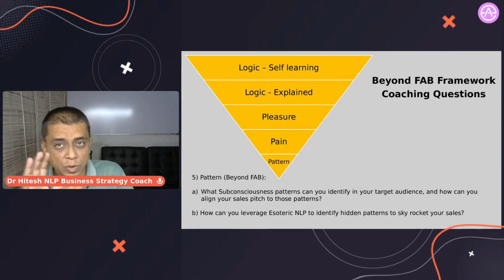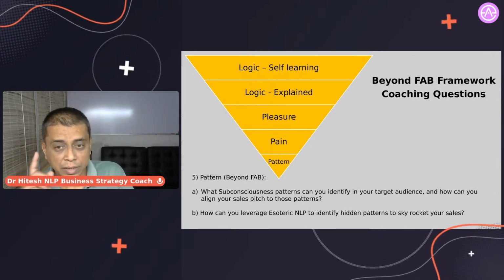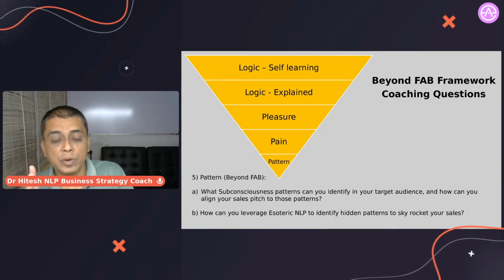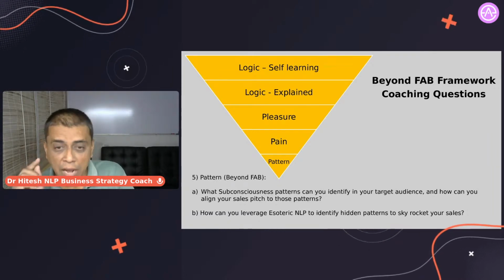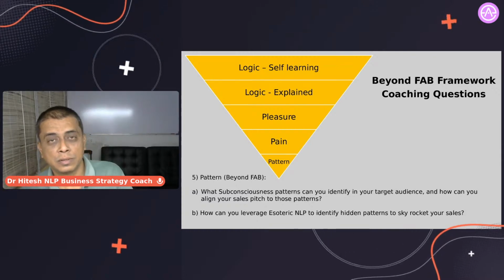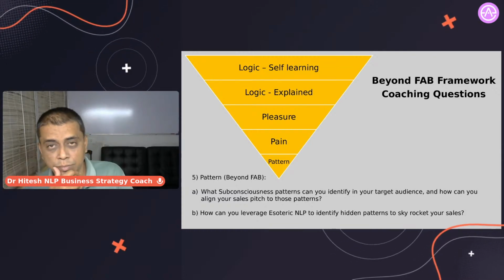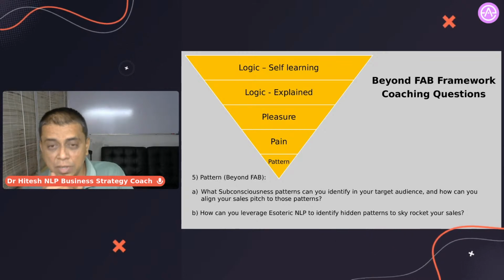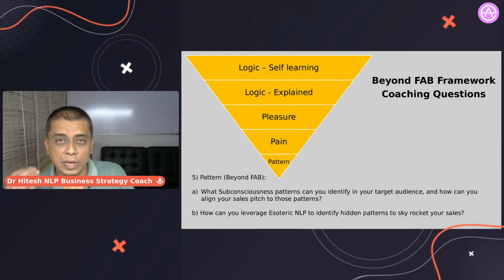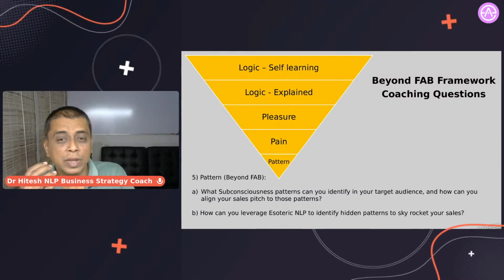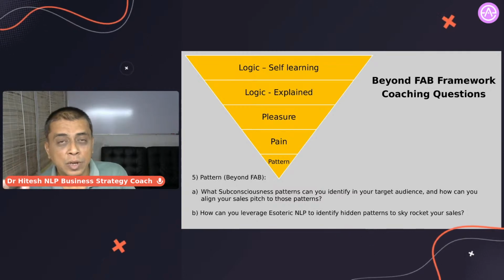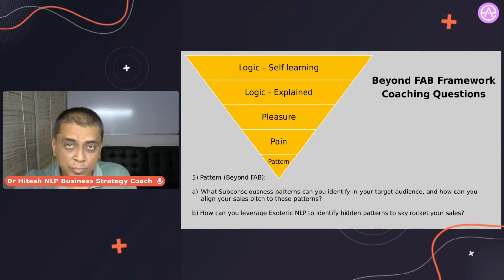And the last points, which are again beyond the FAB framework: what subconscious patterns? Subconscious patterns are not visible directly. Remember this. So what subconscious patterns can you identify in your target audience, and how can you align your sales pitch to those patterns? And the last one is, how can you leverage esoteric NLP, which is from esoteric architecture, to identify hidden patterns to skyrocket your sales?